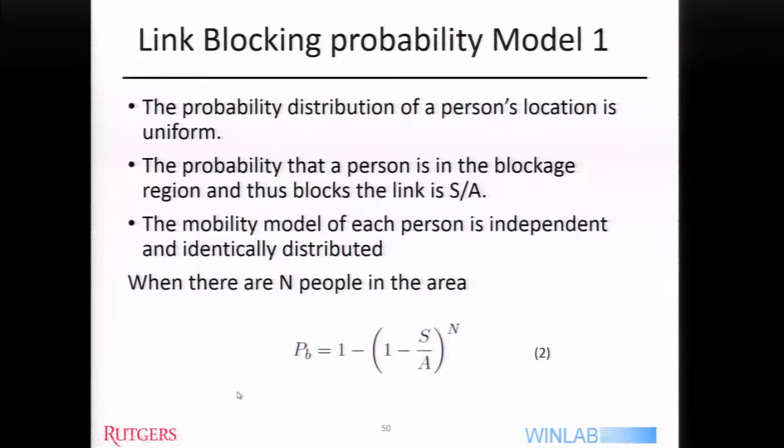The first blocking probability model we come up with assumes the probability distribution of a person's location is uniform. So the probability that a person is in the blockage region and blocks the link is S over A, where S is the size of the blockage area and A is the size of the area. Because each person moves independently and follows the identical distribution, when there are n people in the area, we can get the blocking probability of a link.